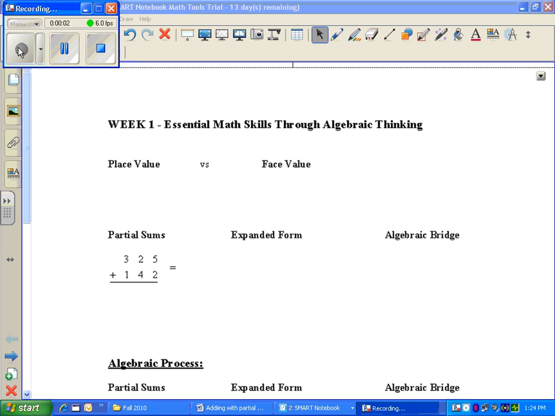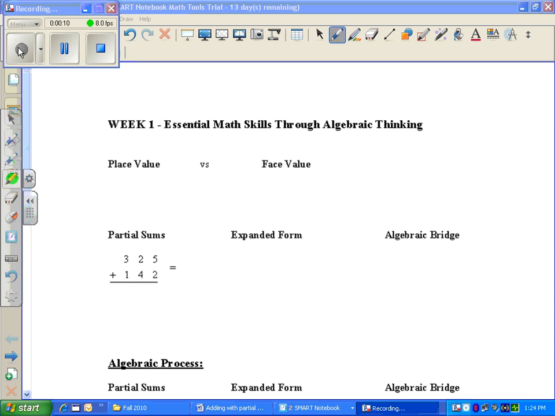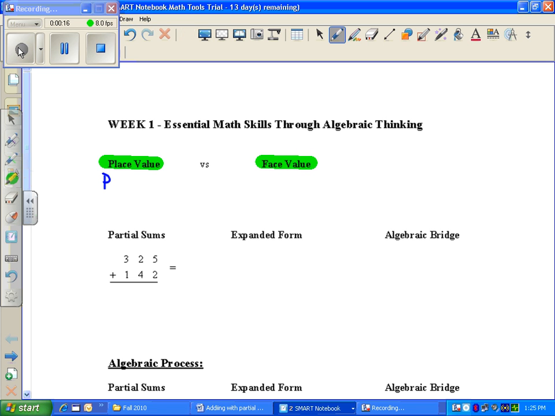When we start comparing our basic operations of addition, subtraction, and so forth to the algebraic process, there's a few things we need to keep in mind. The first is what we call place value versus face value. The place value is the position, and the face value is the digit itself. So we're going to look at this as a number.